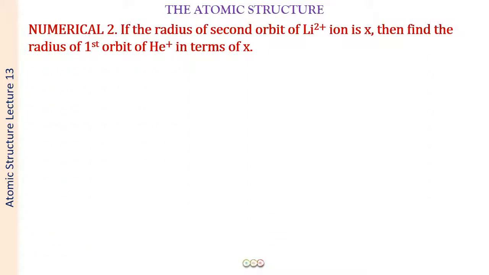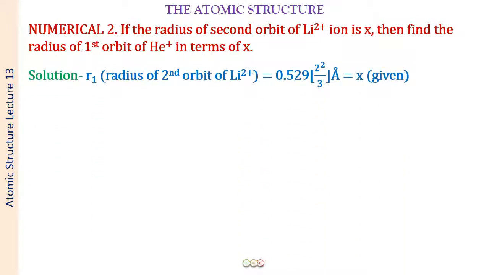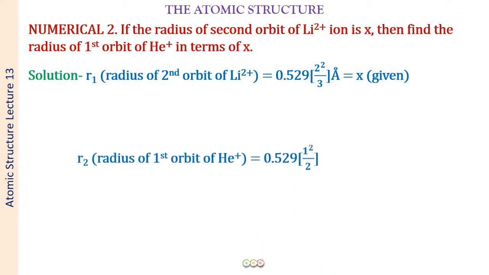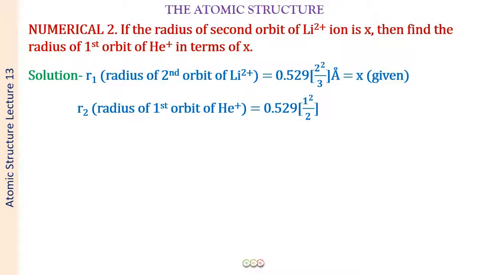Now the next question says that if the radius of the second orbit of lithium plus 2 ion is x, then find the radius of the first orbit of helium plus ion in terms of x. So we have the radius of the second orbit of lithium plus 2, say it is R1, and that is going to be equal to 0.529 into 2 square, because n is 2, and then Z for lithium is going to be 3, so divided by 3, and this is given to us to be x. And then R2, the radius of the first orbit of helium plus ion, is going to be 0.529 into 1 square by 2, right?